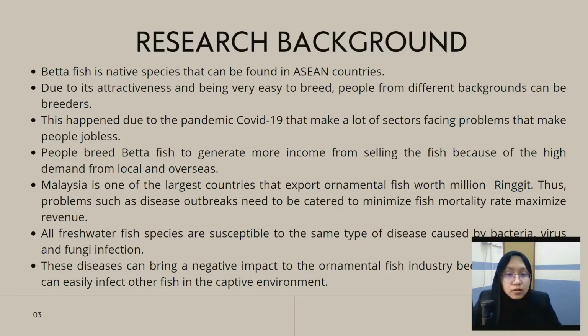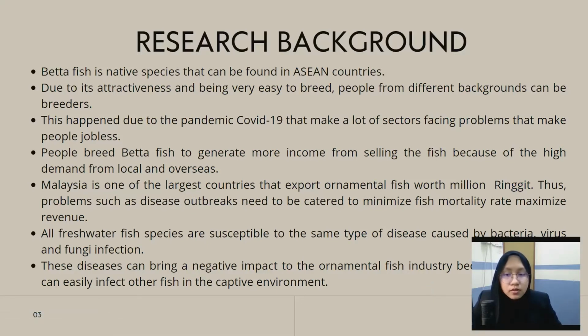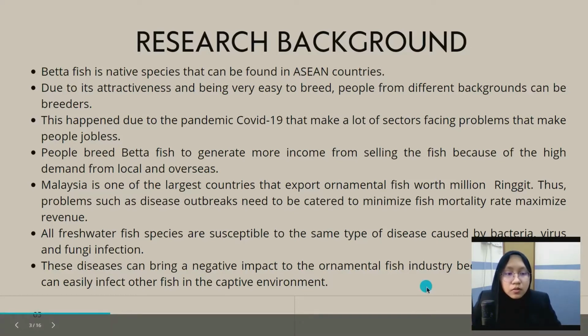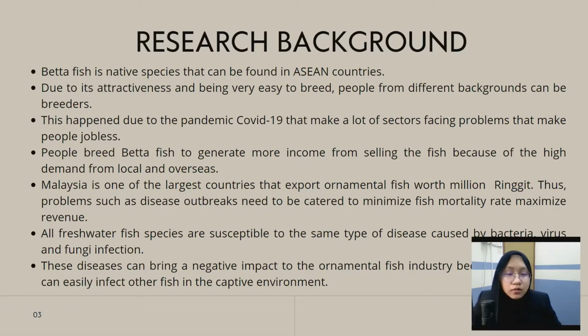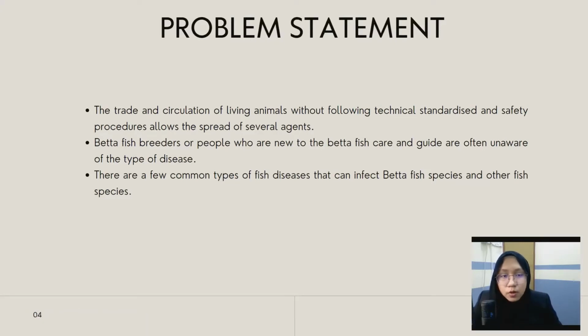Malaysia is one of the largest countries that export ornamental fish worth millions of ringgit. Thus, problems such as disease outbreaks need to be catered for to minimize the fish mortality rate and maximize the revenue. All freshwater species are susceptible to the same types of fish disease caused by bacteria, virus, and fungi infection. This disease can bring a negative impact to the ornamental fish industry because it can easily infect other fish in the captive environment. So next we go to the problem statement.